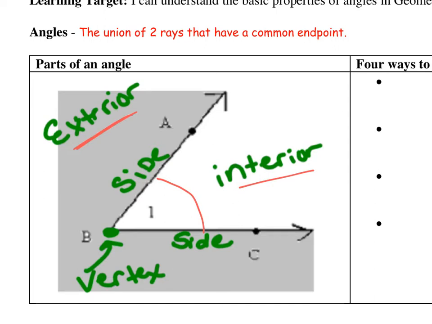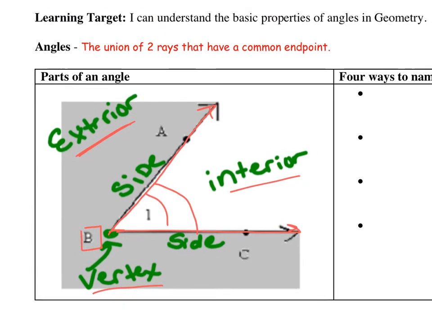Our sides are basically where your rays are. So for instance, BA is a side and BC is a side. Where your rays meet is where your vertex is. So my vertex in this angle is B. And I have it as angle 1.